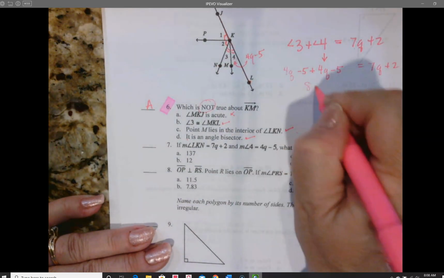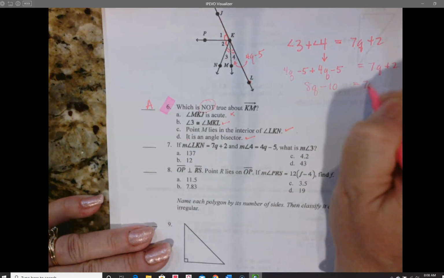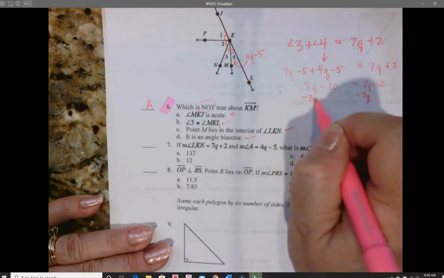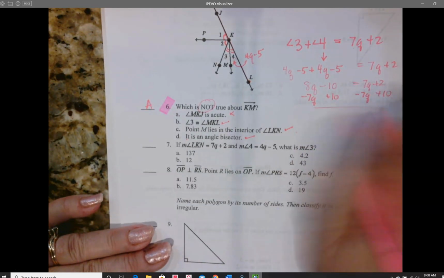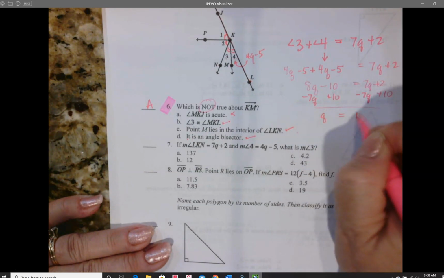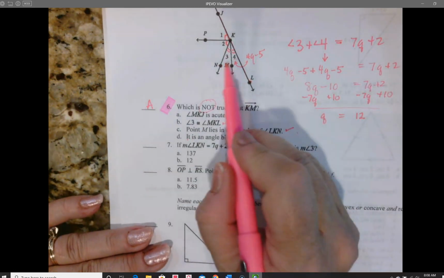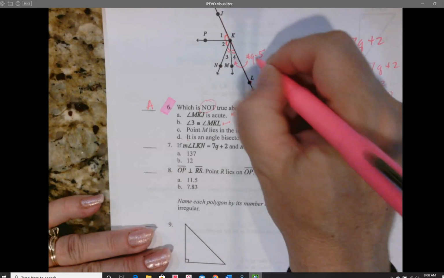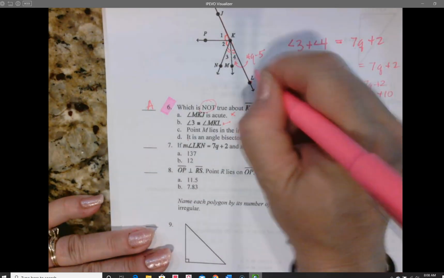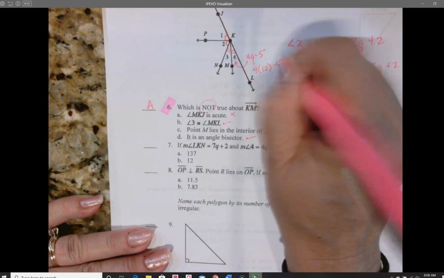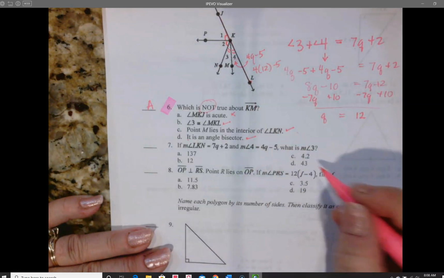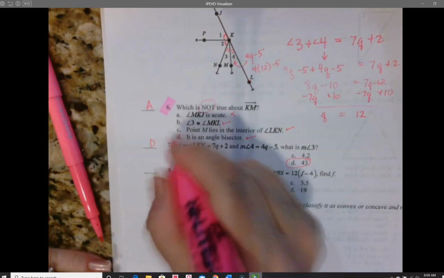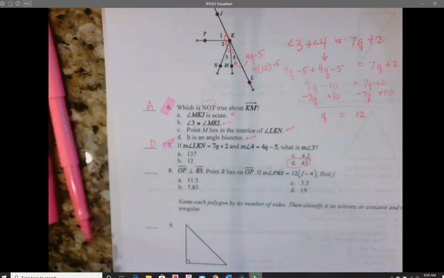So I'm going to combine like terms. 8Q minus 10 equals 7Q plus 2. And I'm going to subtract my 7Q. I'm going to add my 10. So I get Q equals 2 plus 10, or 12. And then since angle 3 and angle 4 are equal, I'm going to substitute 4 times 12 is 48, minus 5 is 43. So I get angle 3 is equal to 43, which is choice D. And we have studied that this semester.